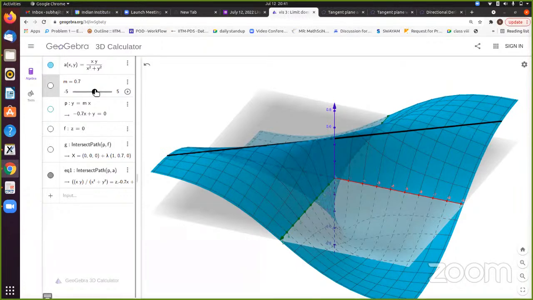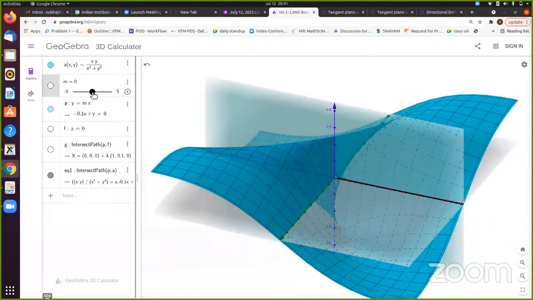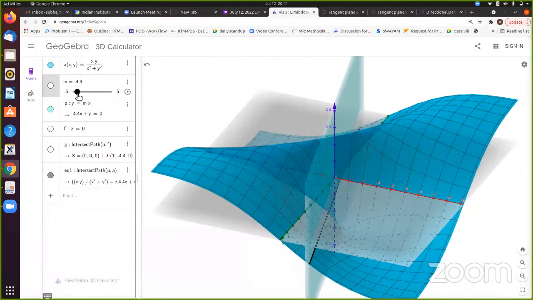Sir, when we are changing m, does that change the plane or does it remain the XY plane only? No, the plane will be changing. You can see the plane is moving, right? Okay, so the plane changes. That's why the straight line changes, right? Sir, it is still the XY plane, but it is just rotating. It is not the XY plane. It is the y equal to mx plane.